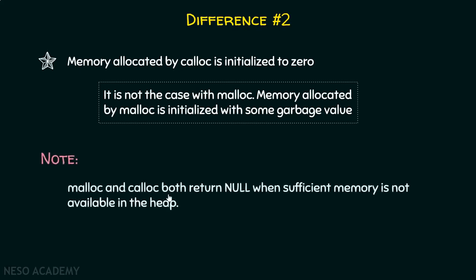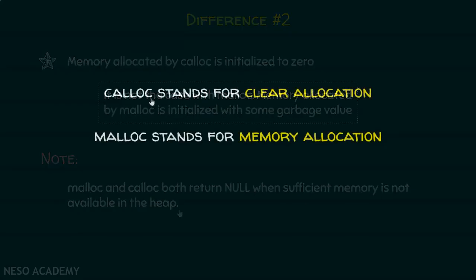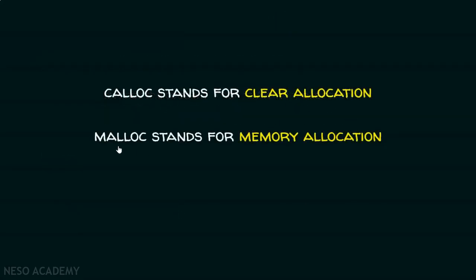Please note that malloc and calloc both return null when sufficient memory is not available in the heap. Calloc stands for clear allocation and malloc stands for memory allocation. Here M stands for memory and C stands for clear.